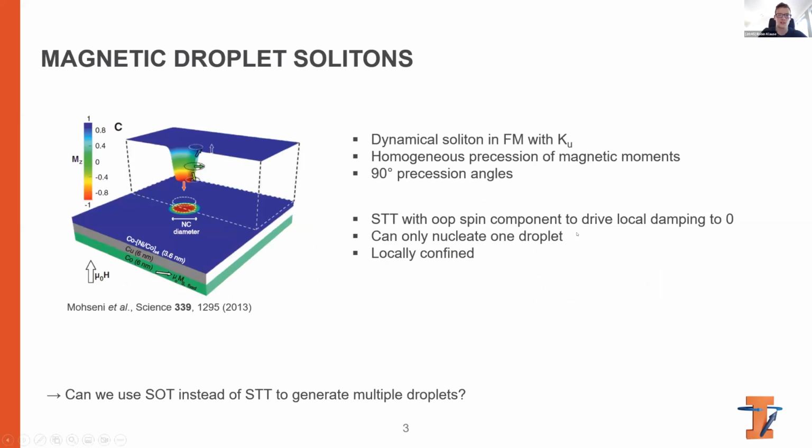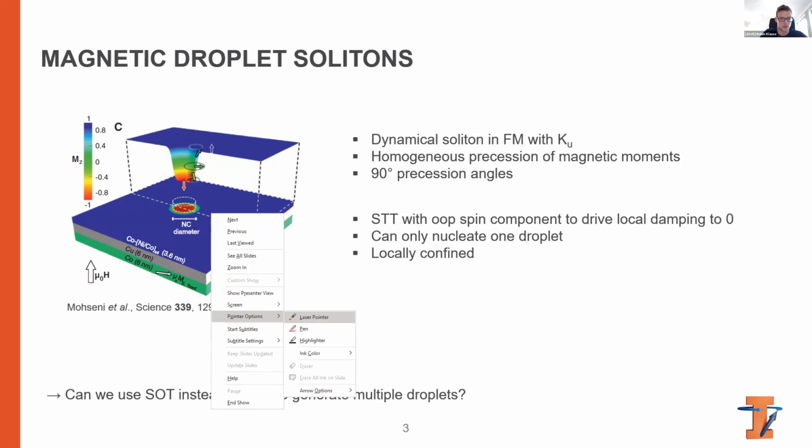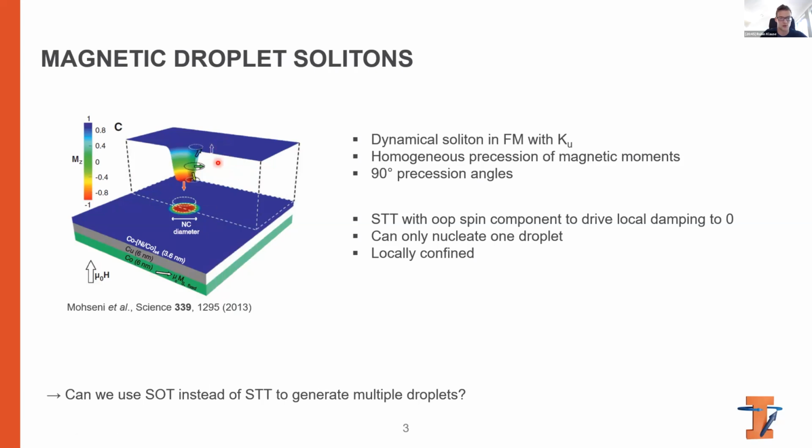A different kind of oscillator that can be generated from spin torques is a magnetic droplet. This is a dynamical soliton that occurs in a ferromagnet with a uniaxial out-of-plane anisotropy. It's characterized by a circular core whose magnetization is opposite to that of the bulk of the material. The moments between the core and the bulk precess homogeneously through a full 360-degree rotation and at precession angles of up to 90 degrees with respect to the bulk of the material.